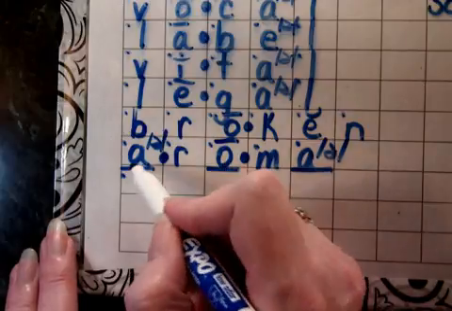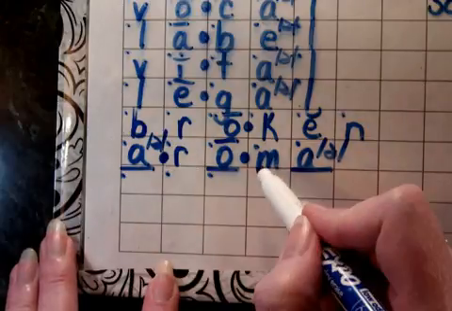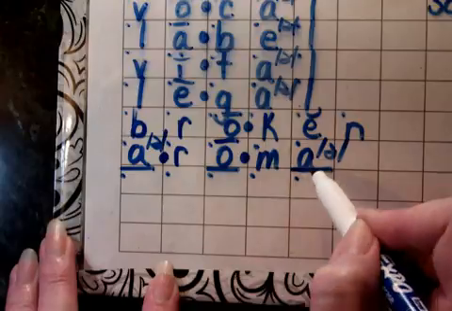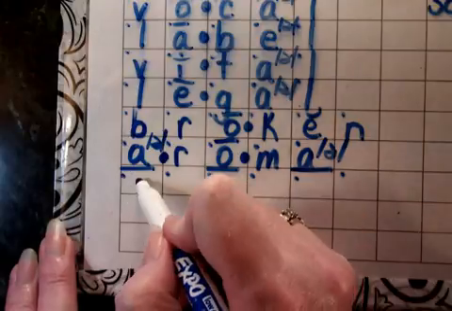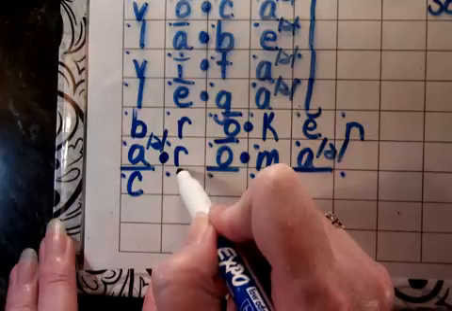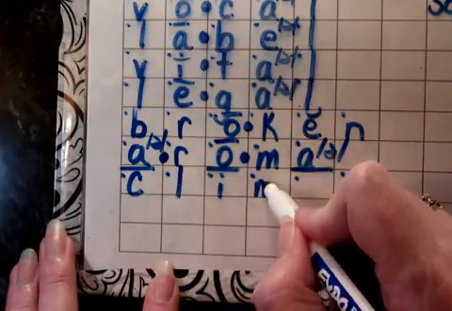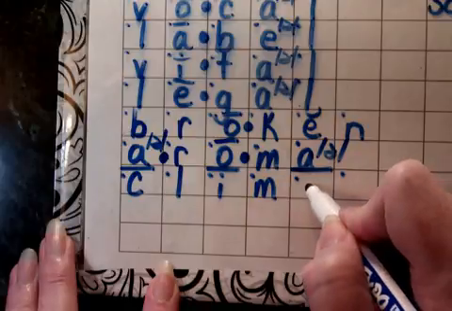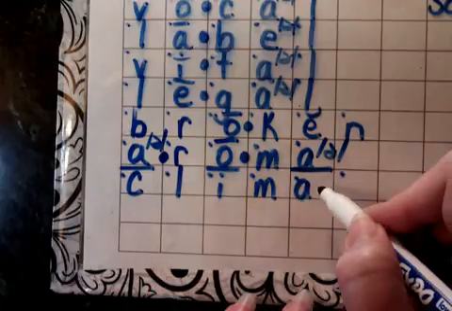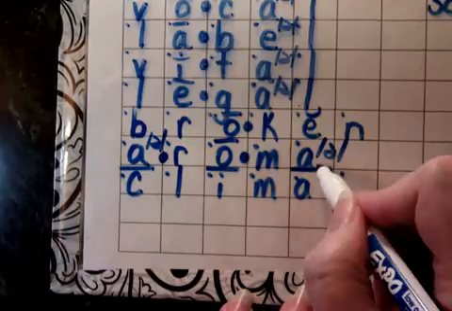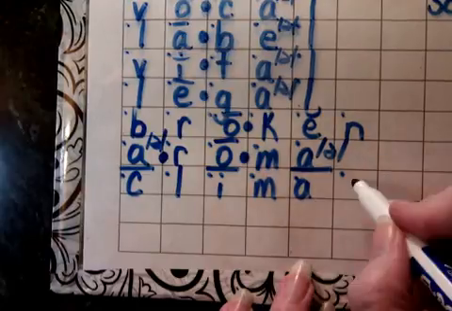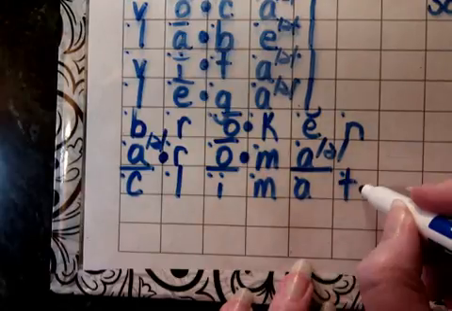Climate. O, I, M, E, T. O, I, M, E. You can do this several different ways. There is a silent E.